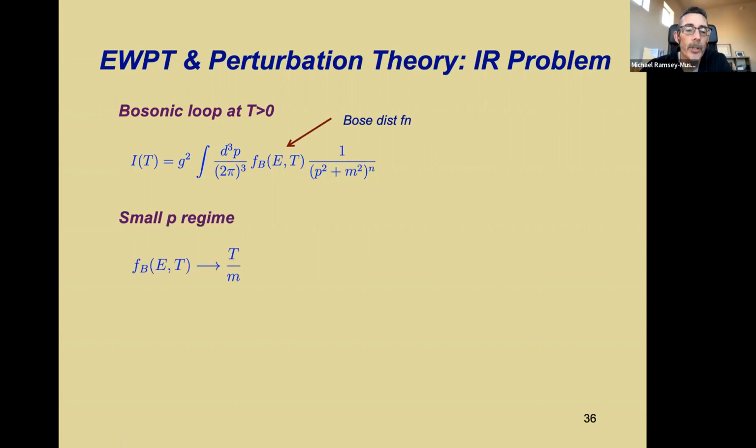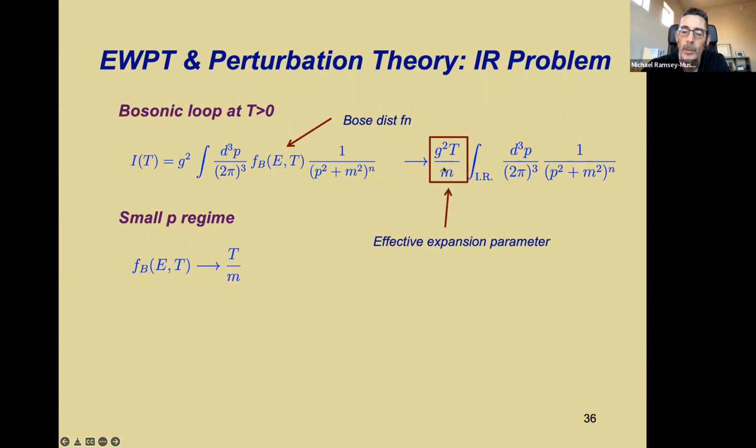So let's ask what happens to this integral when we go to the small momentum regime. Importantly, the Bose distribution function can be approximated by the temperature over the mass in that regime. And so if we take that and translate that into the region of the integration, that's the IR region, then we factor out this T over M, and we're left with just a conventional momentum integral. And the coefficient of this integral in this region now becomes the effective expansion parameter. It's g squared times T over M.